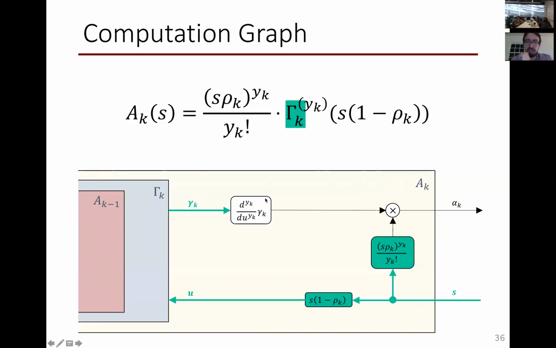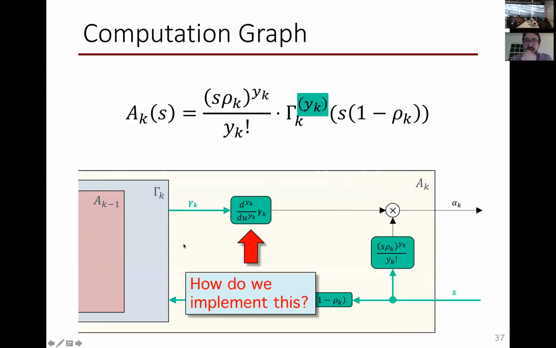And now I get to this node in the computation, which is, okay, you've got a scalar value gamma k. Now take its derivative yk times with respect to u, the input to this function. And that's a real puzzler. That's really not obvious. So if we were just doing this naively, this is where our computation graph is going to get a little tricky. But this is where Autodiff is going to step in.